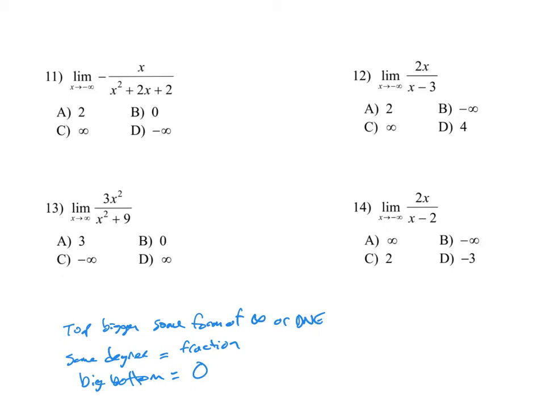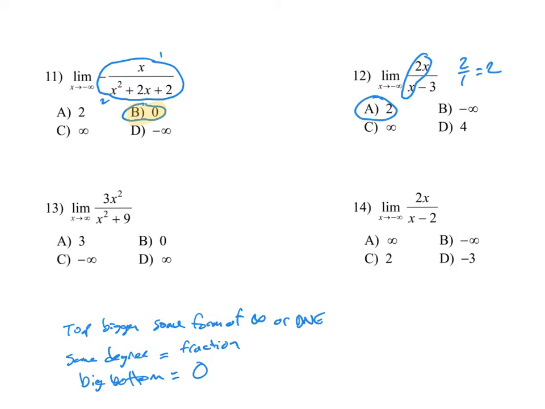So right out of the gate, I look at this expression here in number 11, and I notice that the degree on top is 1, the degree on bottom is 2, the degree on bottom is bigger, this thing is going to 0. So I'm going to choose letter B. Right out of the gate, that one goes to 0. Okay, in problem 12, these are both linear. And so what I'm going to do is the ratio of the leading coefficients. So this is a 2 over 1, which is 2. I'm going to choose letter A.